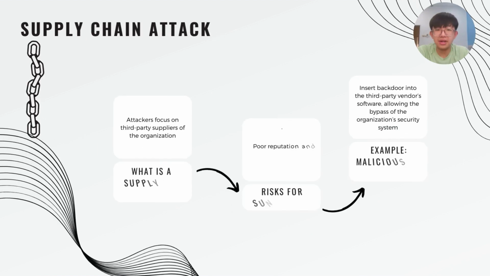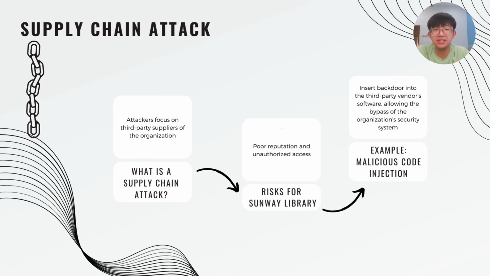Next, I'm going to talk about the supply chain attack. A supply chain attack is a cyber attack in which the attacker's goal is to breach an organization's network by focusing on a third-party supplier or vendor. Since these attacks do not target the organization directly, they might be challenging to identify.